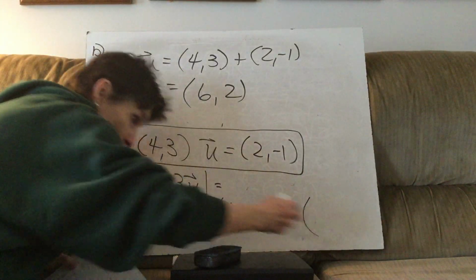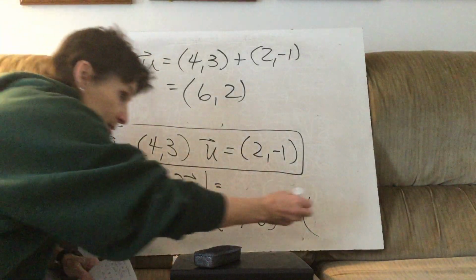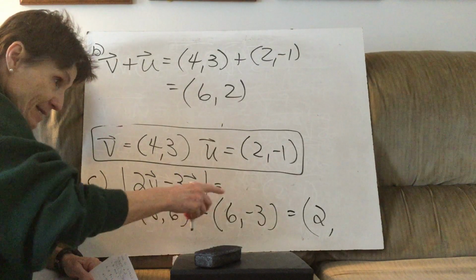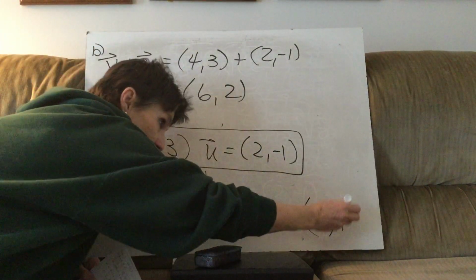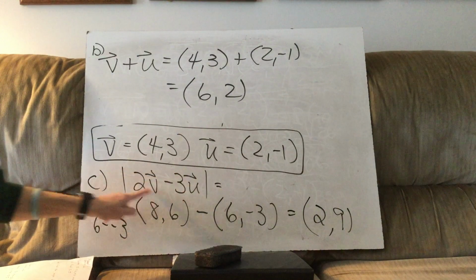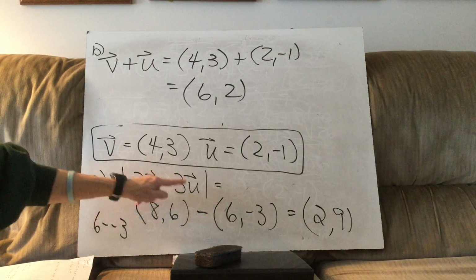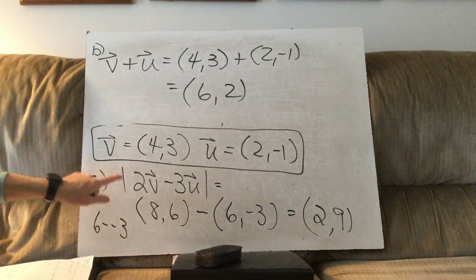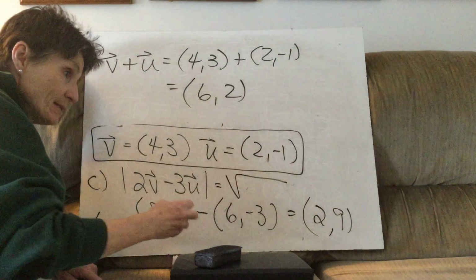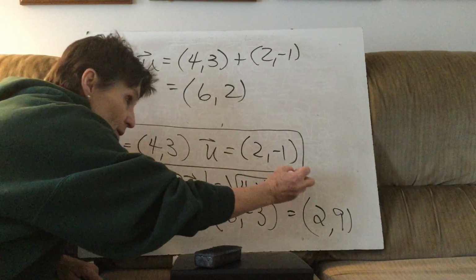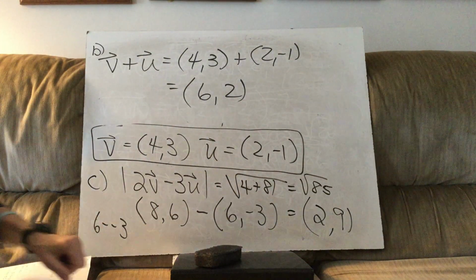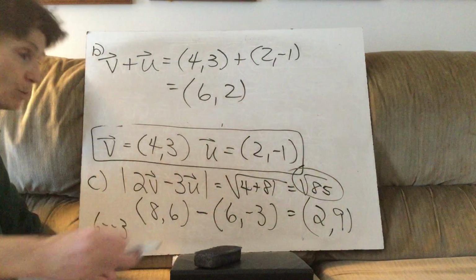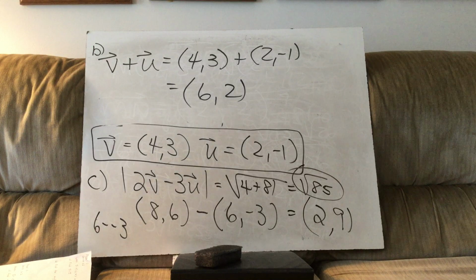All right, so now we'll do the subtraction. So 8 minus 6 is 2, and 6 minus -3 is 9. So the coordinates of 2v minus 3u work out to be (2, 9). Now we need the magnitude. To find magnitude, we square the first one, square the second one, add them up, and take the square root. So the answer to question C, there's a lot of work there, easy work, but a lot of it, is the square root of 85.